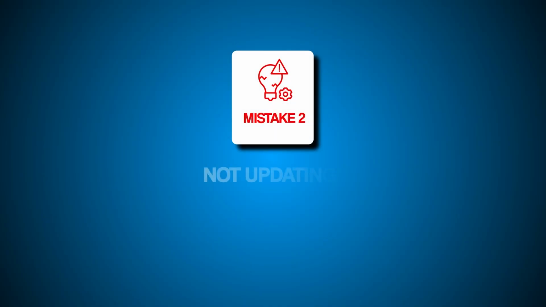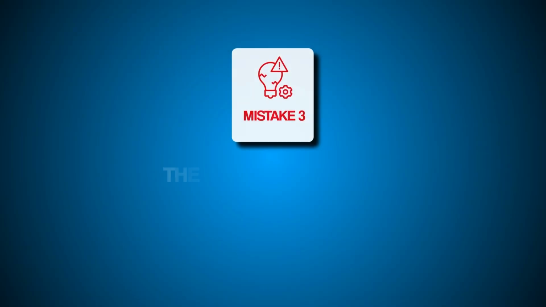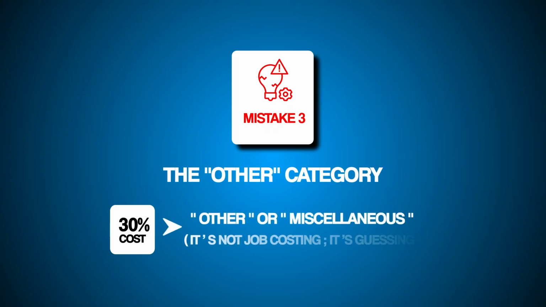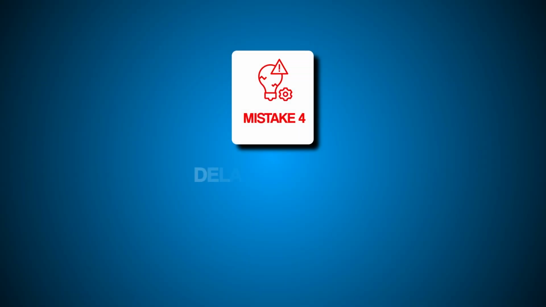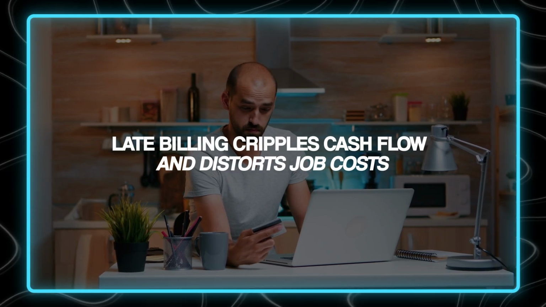Mistake number 2, not updating after scope changes. A change order isn't just more money. It's different costs, different timeline, different everything. Update your job costing immediately to avoid living with the consequences of that. Mistake number 3, the "other" category. When 30% of your costs are in other or miscellaneous, you've got no job costing, you're just guessing. Use specific cost codes for everything. Mistake number 4, delayed billing. When you bill late, your cash flow breaks and your job costing metrics lie to you.